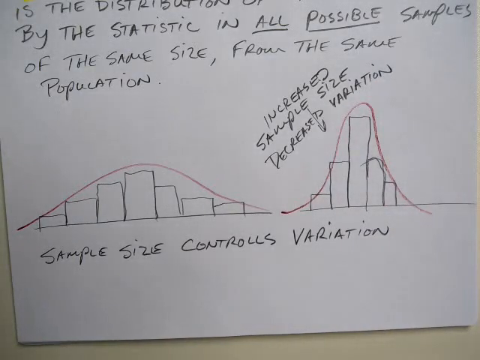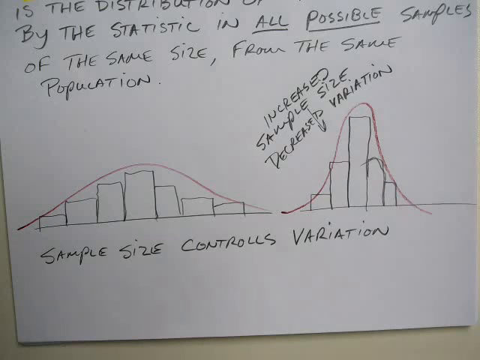So this would be a small sample size taken many, many times versus a larger sample size taken fewer times because, well, I don't know, would there be less? Anyway, still many, many times. But your averages are going to be closer to the norm. So your sample size controls variation.